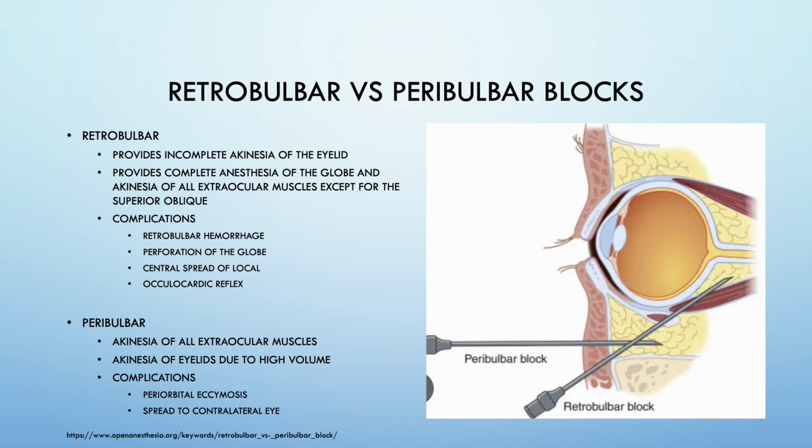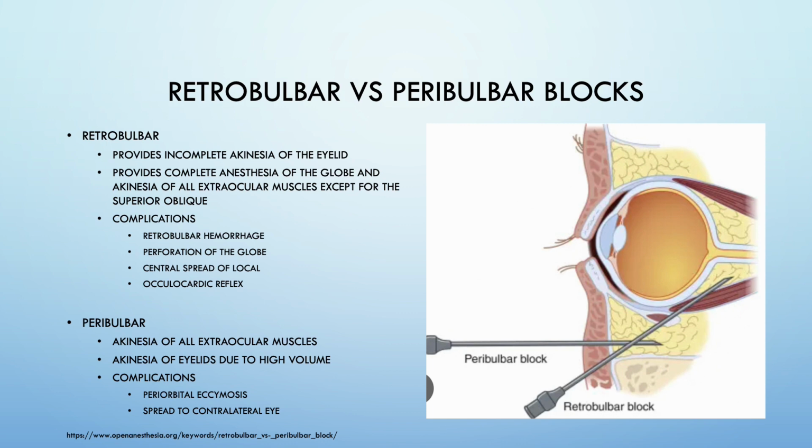You can get inadvertent central spread of local. That's done by depositing the local far too close to the optic nerve, and you can actually get a high spinal from performing this block. You can also put yourself at risk for the oculocardiac reflex because the deposition of the local in that area pushes on the vagus nerve, the trigeminal nerve, which kicks off the oculocardiac reflex. Most of the time here, peribulbar blocks are done.